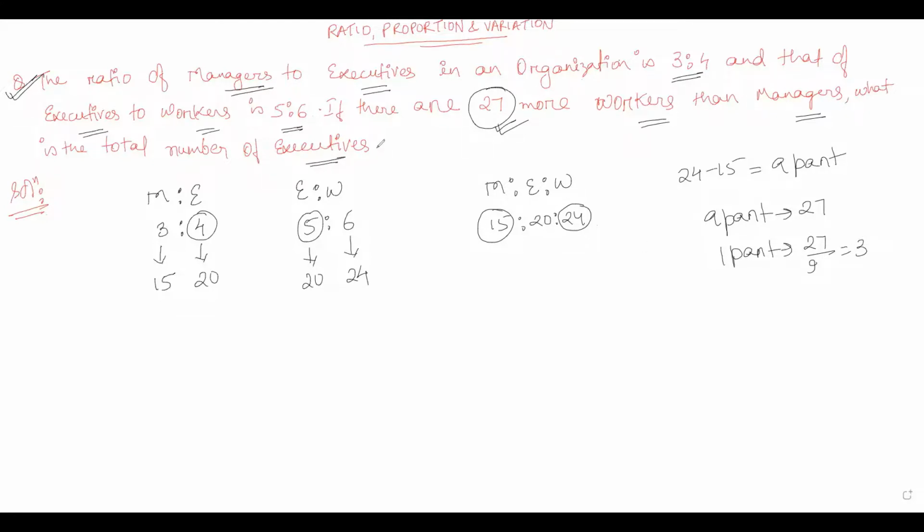So we need to find the number of executives. So I know that executives are simply 20 part. So this would be 20 times 3, that is 60. So the total number of executives in the organization is 60. So you can see simply by taking the help of ratio, we can solve this question very easily.